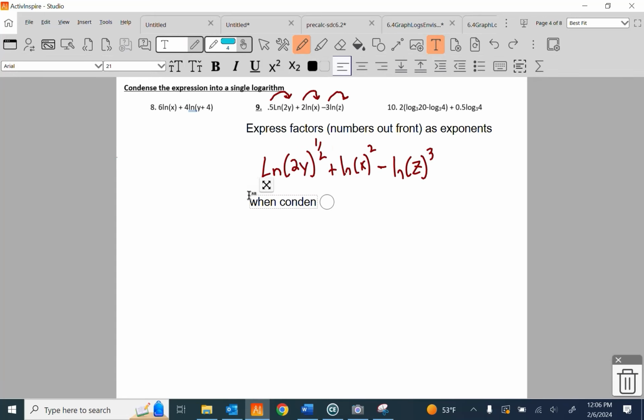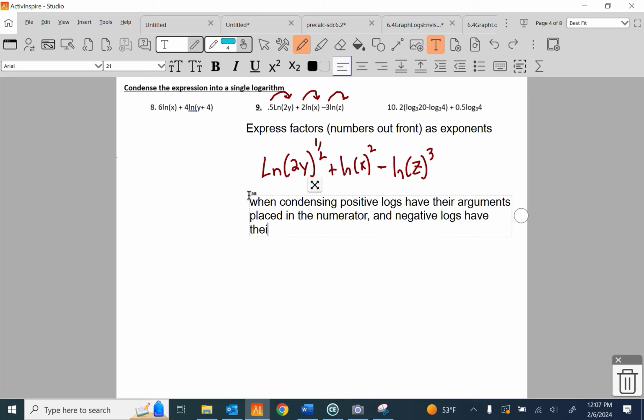When condensing, positive logs have their arguments placed in the numerator, and negative logs have their arguments placed in the denominator. That's the deal. So let's do some condensing here.